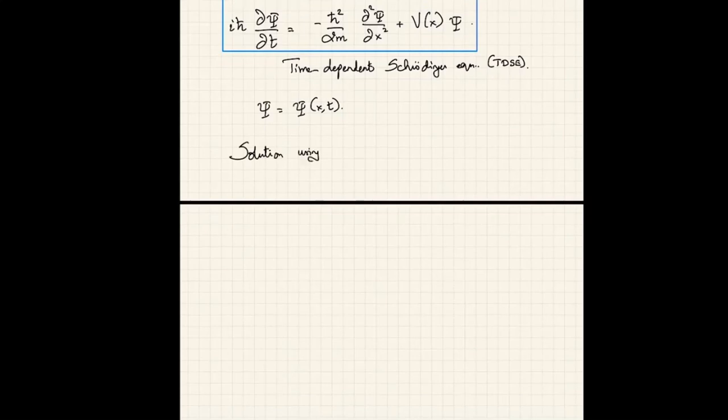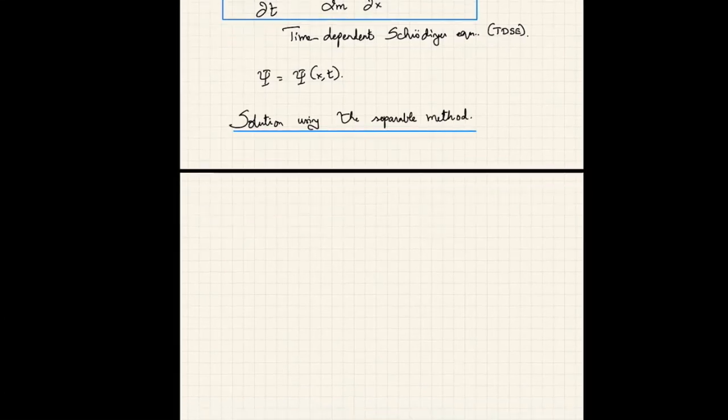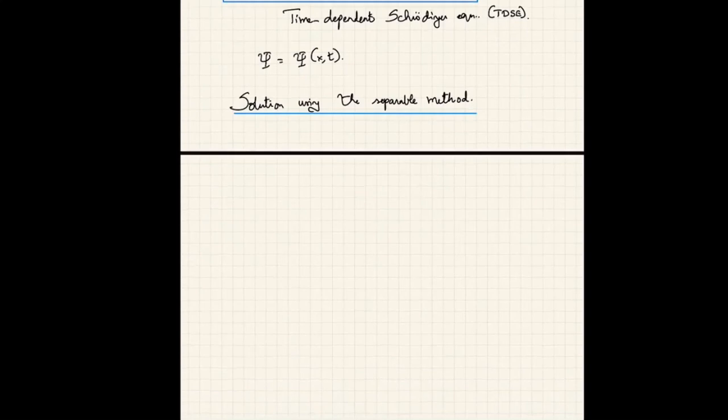Solution using the variable separable method. Now, we talked about the separable method in the electrodynamics part of the course. So basically, the separable method hinges on the fact that I can write the solution psi of x comma t as a product of two functions, let us say psi of x and phi of t, where psi depends only on x and phi depends only on t.